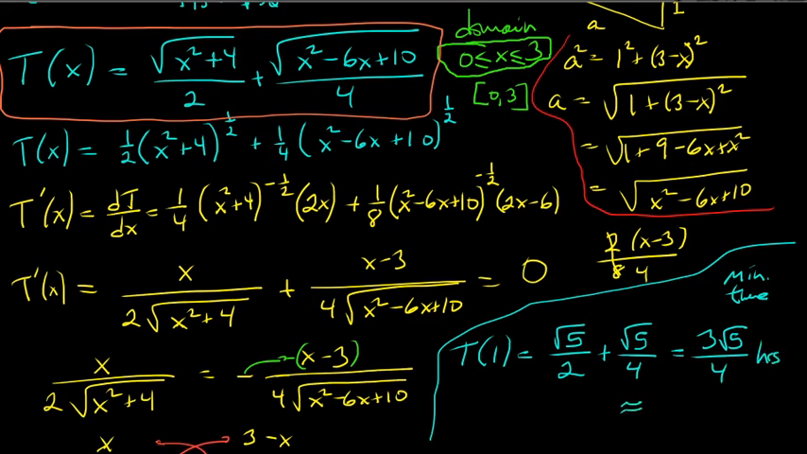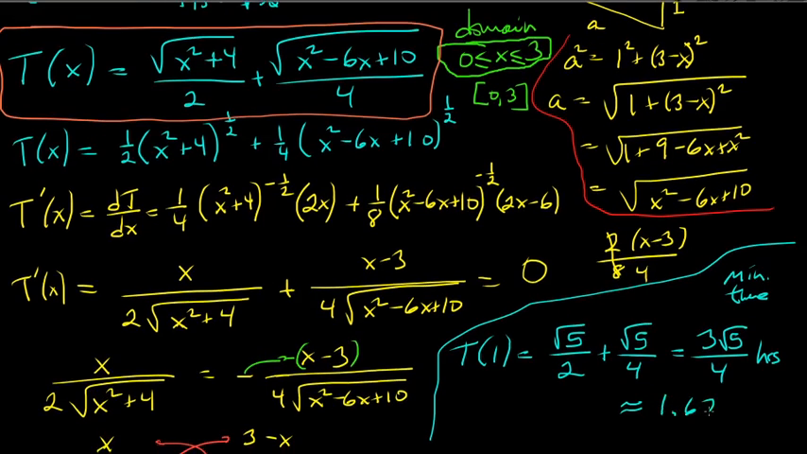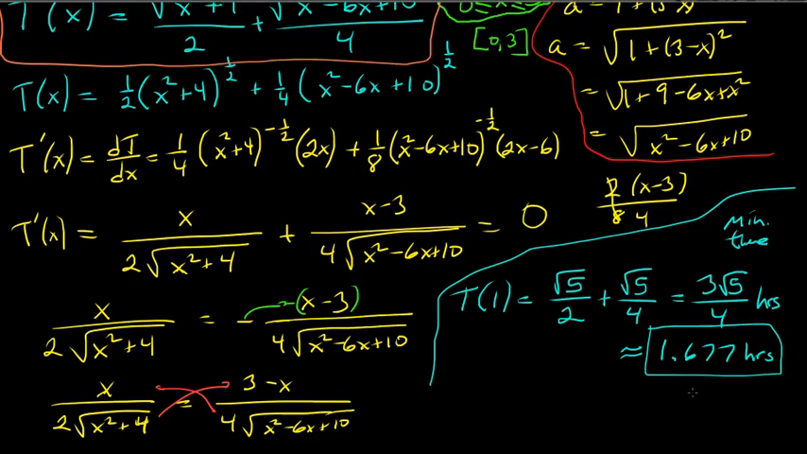So that's the shortest time we can get there. And just to approximate that, square root of 5 times 3 over 4 is about 1.677 hours. So, very roughly 1 2/3 hours, right? If I'm approximating this with 2/3, 2/3 of an hour is 40 minutes. So 1 hour and 40 minutes.